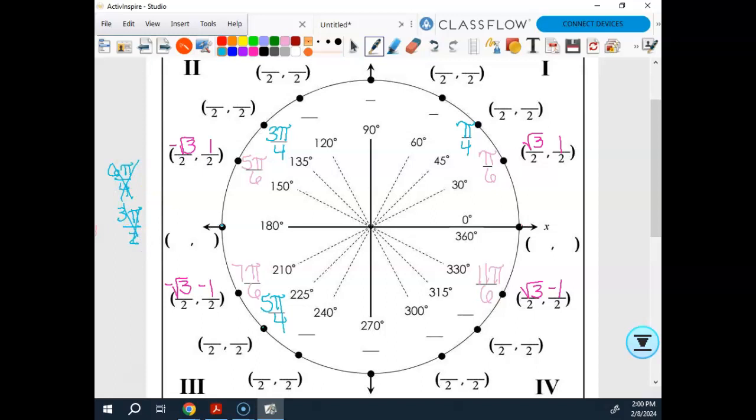All right, so then what do you think your fourth quadrant pi fourths angle is? 7 pi fourths. Very good. All right, what is the cosine of pi fourths? Square root of 2 over 2. And sine? Square root of 2 over 2. Can you fill in the other pi fourths? Of course, go for it.